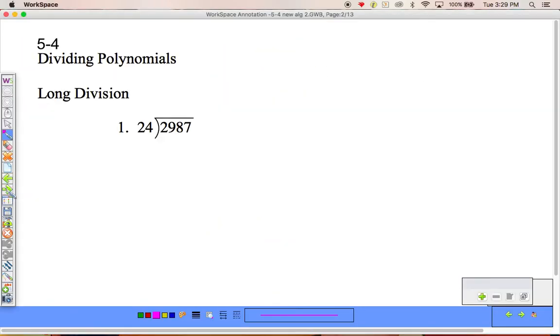All right. Elementary school division. We're going to call it our long division. We're going to have 2 methods of division, long and synthetic. If we understand the elementary school way, we're going to get the long division. My thought process needs to be, how many times does 24 divide into 29? 24 divides into 29 1 time. So I'm going to put a 1 on top.